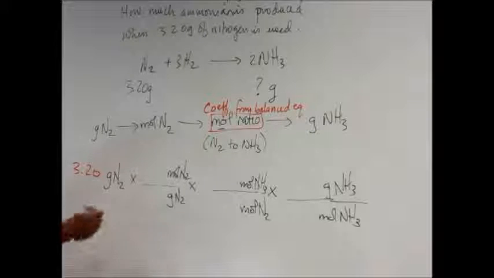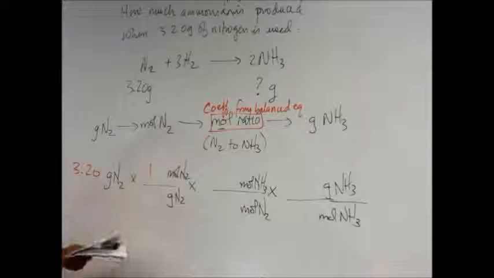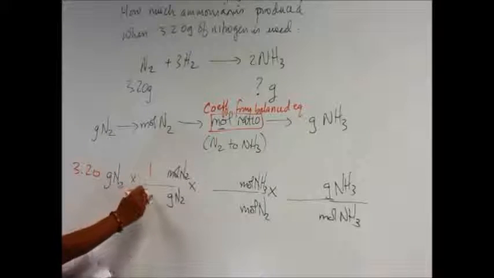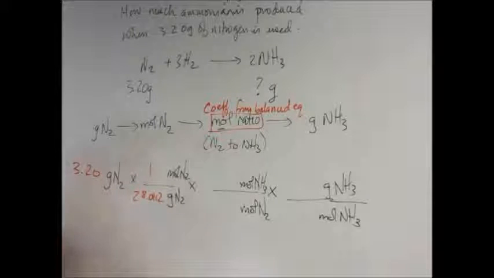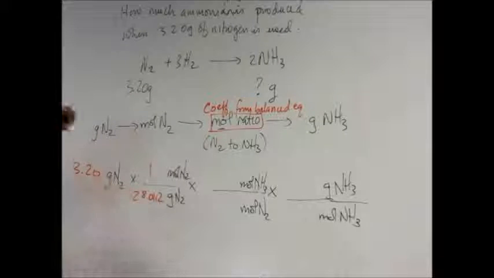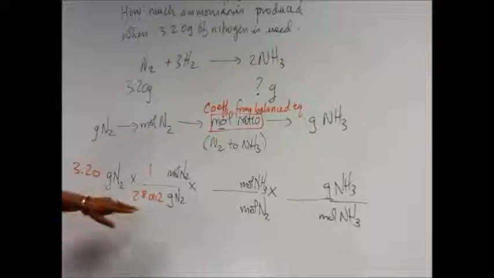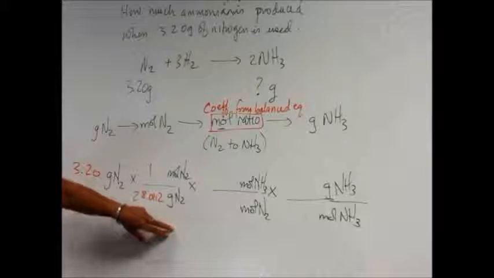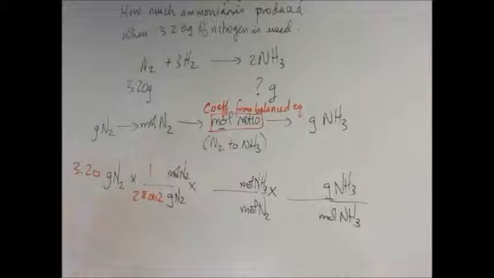So here in 1 mole of nitrogen, you will have 28.0112 grams of nitrogen. And this number is the molecular weight, not the atomic weight, because it's N2 and not N. If it was N, I would call it atomic weight. So this is the molecular weight.